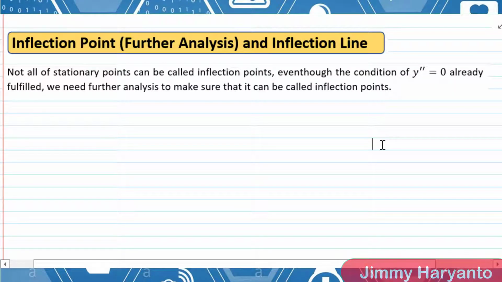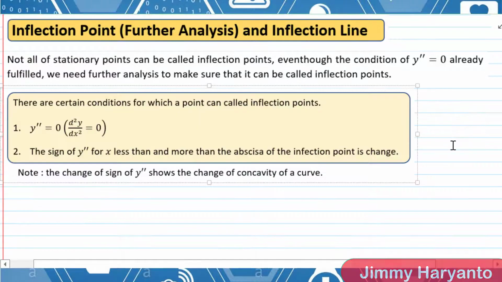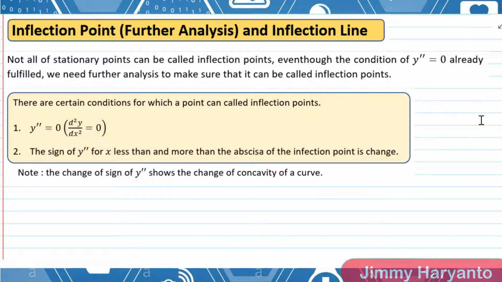Not all stationary points can be called inflection points, even though the condition y double accent equals 0, or the second differentiation, is already fulfilled. We need further analysis to make sure that it can be called an inflection point. There are certain conditions for which a point can be called an inflection point.